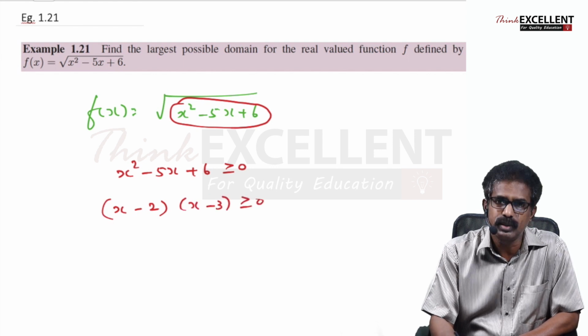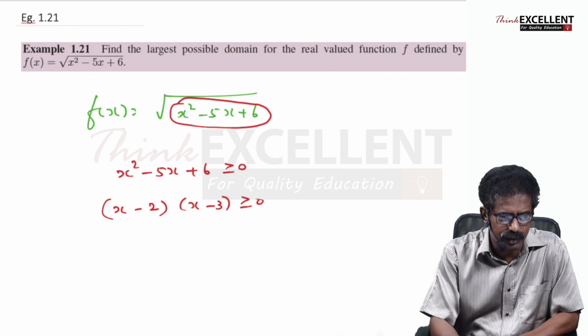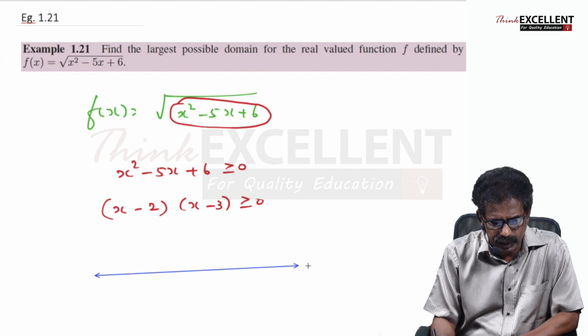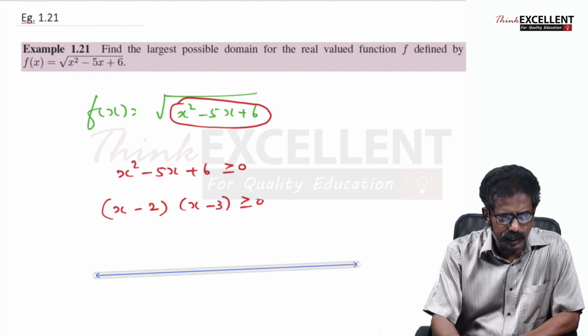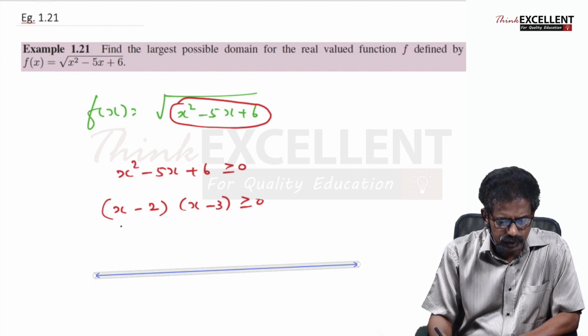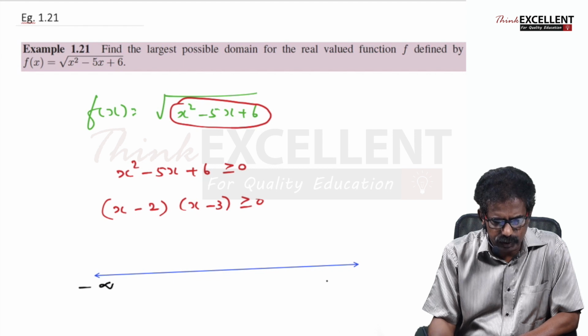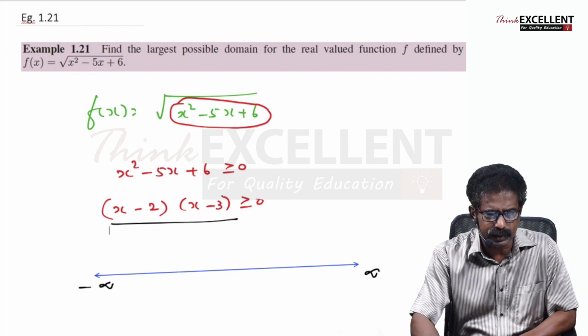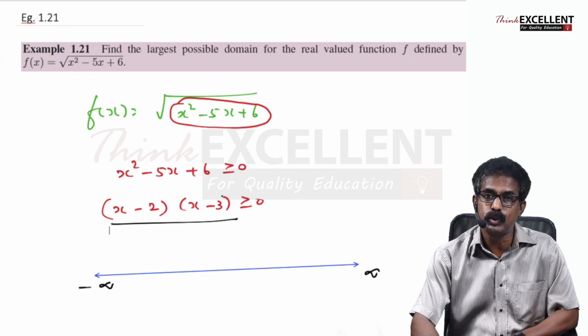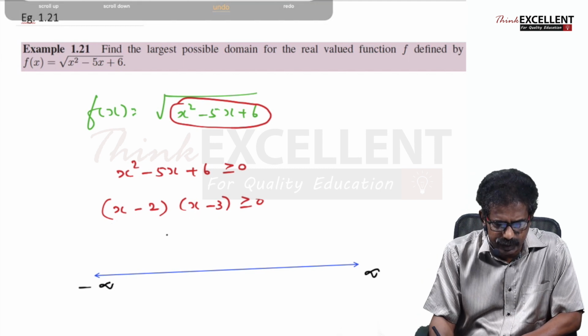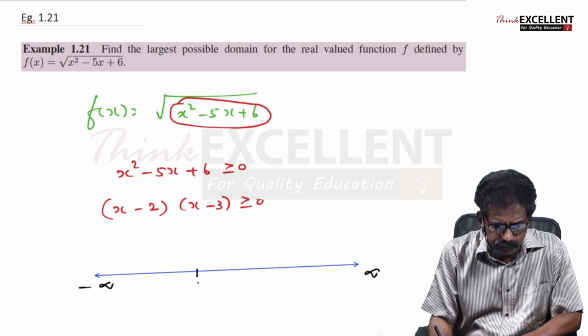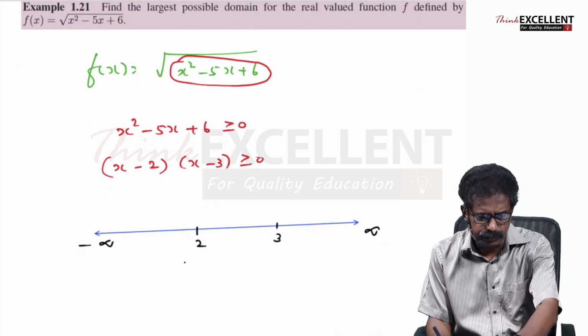Now listen, how to solve this? You have to be very careful in this one, so I'll teach this one. Listen carefully. I'm taking a number line. In a number line, the values go from minus infinity to plus infinity. When you solve this, you will get 2 points. What are the 2 points you get? x equal to 2 and x equal to 3. So plot that here. x equal to 2 and 3 are the 2 points.